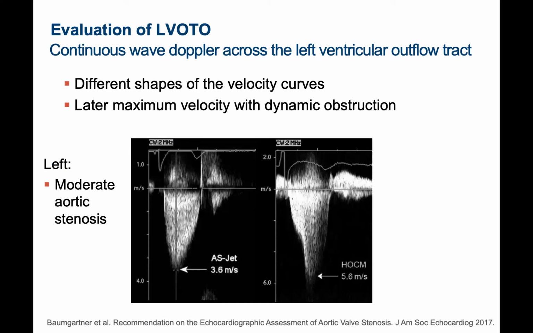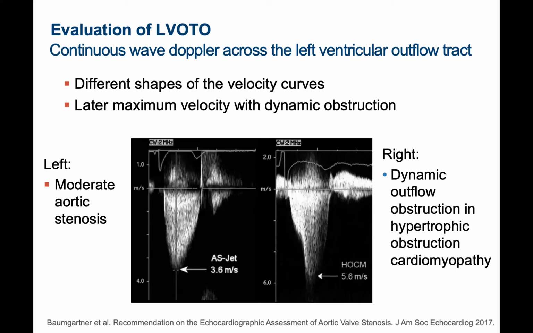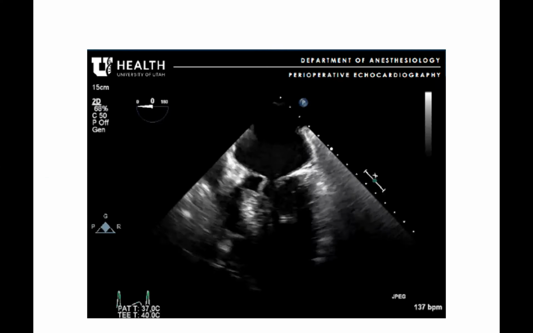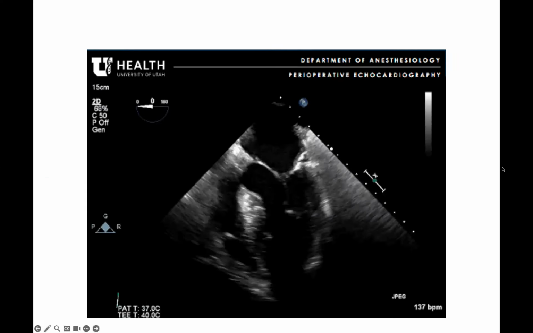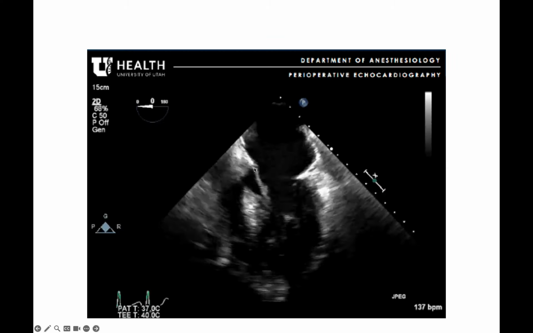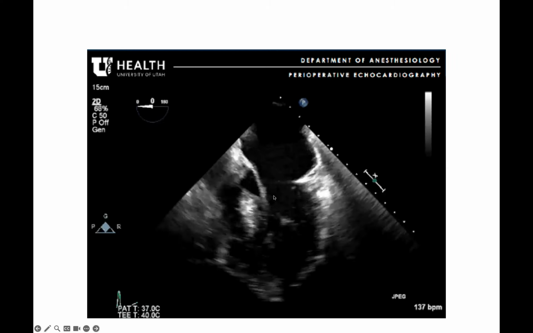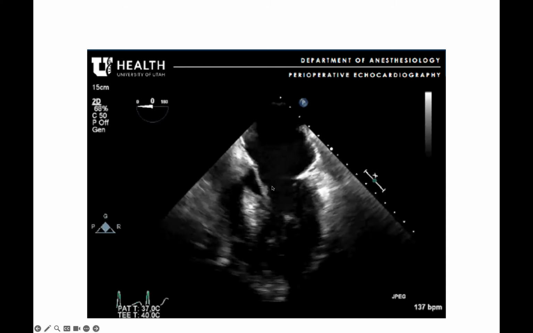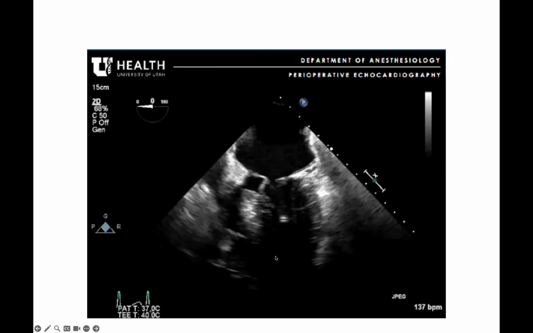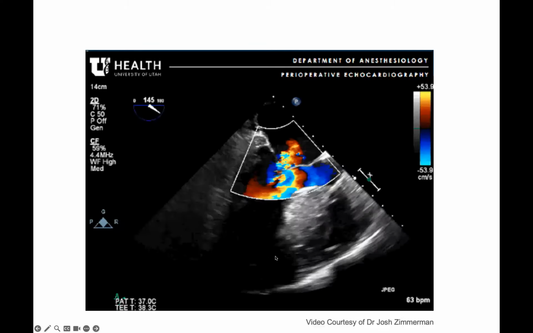So again, that left is moderate aortic stenosis with the peak velocity being 3.6. And the right is a dynamic outflow obstruction and hypertrophic obstructive cardiomyopathy. Just some more pictures again of LVOT obstruction. So left atrium, left ventricle, and you can really see this anterior leaflet is being sucked in. It almost looks like a 90-degree angle as it's sucked into that LVOT.